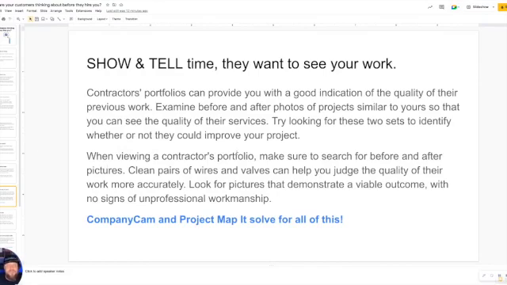It's show and tell. Contractors' portfolios can provide you a good indication of the quality of the previous work. I just talked about this. When viewing a contractor's portfolio, make sure there are before and after pictures. And then when the job's done, make sure that the final pictures look amazing. I've seen some showcase galleries. Oh my gosh. Beautiful project, great installation. And the last pictures show like the driveway not being swept. Or like there's a picture of some garbage cans in the back.